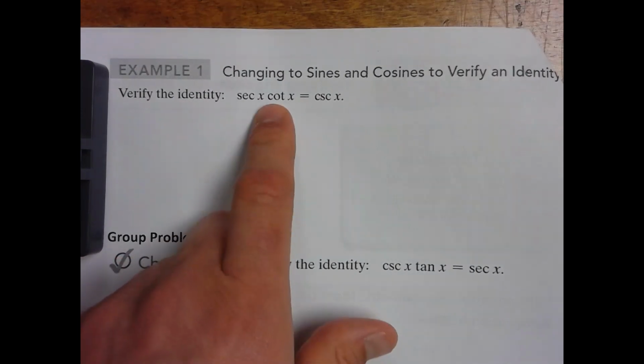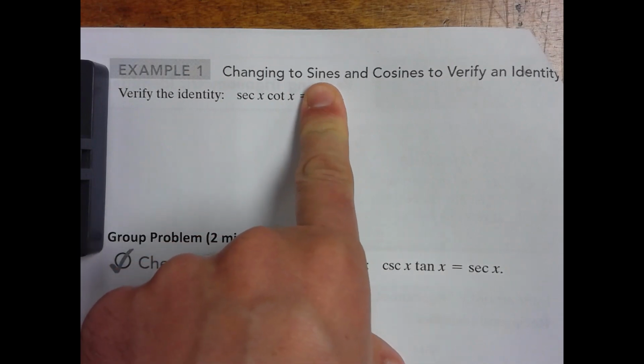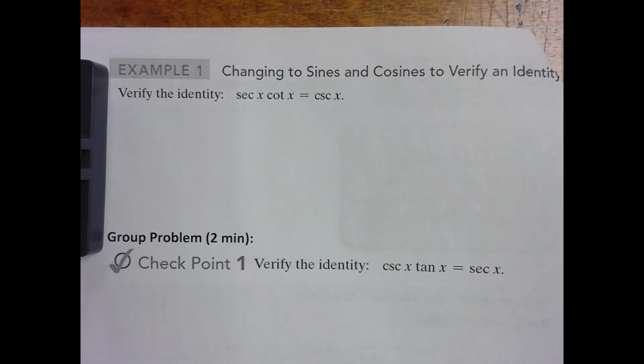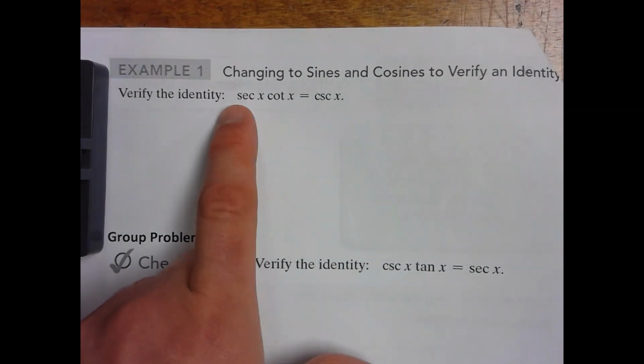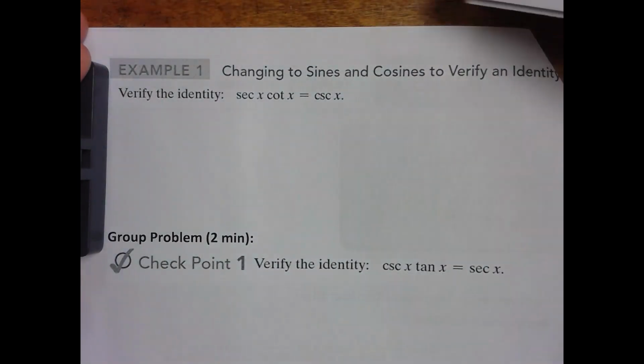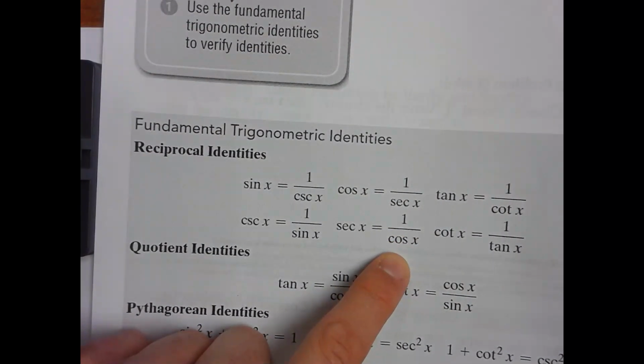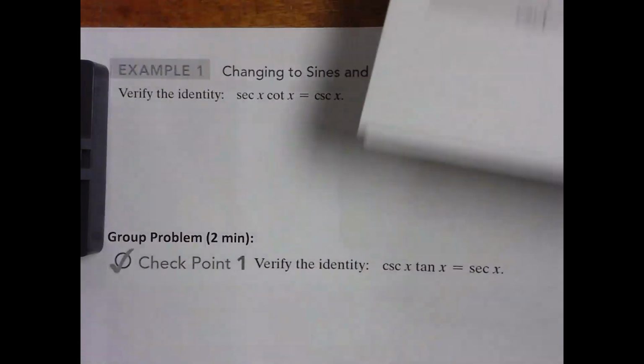So the only thing I'm going to do is work with this left side, and typically we're going to stick with the more complicated side, the side that appears to have more terms. And we're going to find ways that we can rewrite secant and cotangent to eventually get it to equal cosecant. So we look at our identities and ask ourselves, what are some other ways that we can write secant of x? Well, if we look at the identity sheet, I'm seeing that secant of x I can rewrite as 1 over cosine of x. So I'm going to start with that and just see where it takes me.